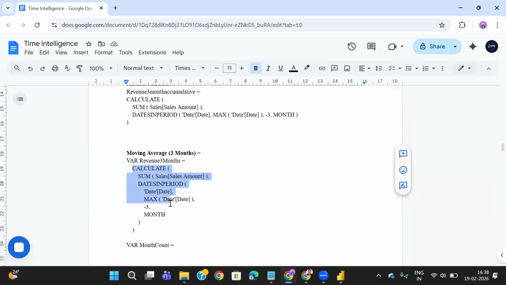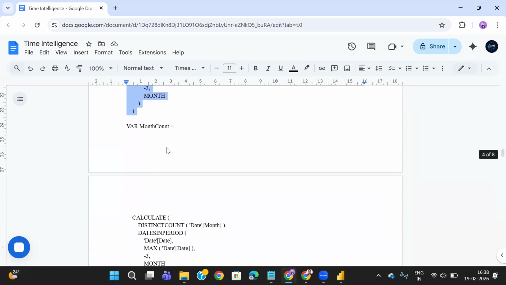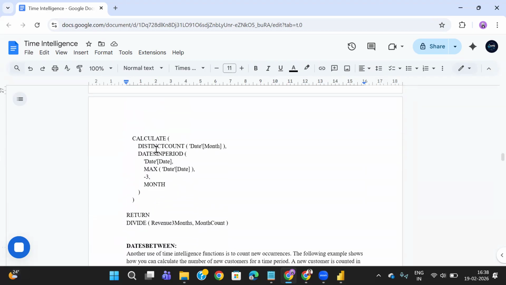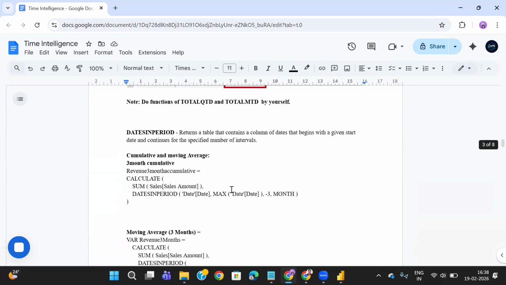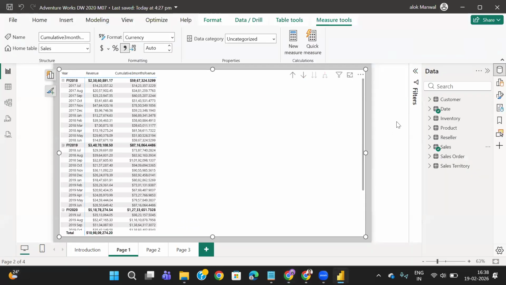First is the same, which is giving me the 3 month revenue, and then what I have done is I have calculated the month count in another one. So how we have calculated the month, just like we have did a distinct count of the month and took the same period. Okay, now let me show you how we have made it with help of dates in period.